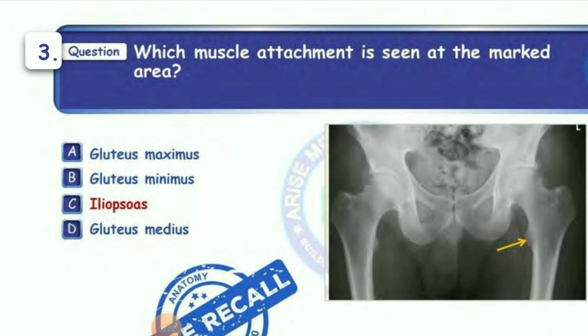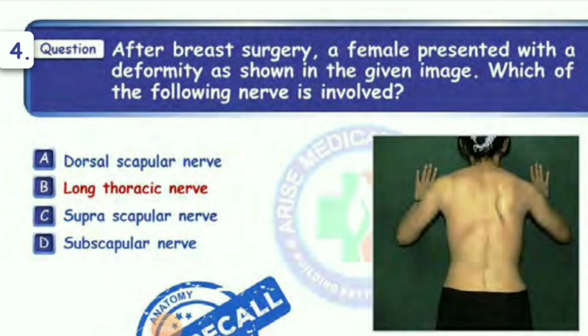Next question. Which muscle attachment is seen at the marked area? Options are gluteus medius, iliopsoas, gluteus minimus and gluteus maximus. The correct answer is iliopsoas. Next question. After breast surgery, a female presented with a deformity as shown in the given image. Which of the following nerve is involved? Options are suprascapular nerve, subscapular nerve, dorsal scapular nerve and long thoracic nerve. The answer is long thoracic nerve.